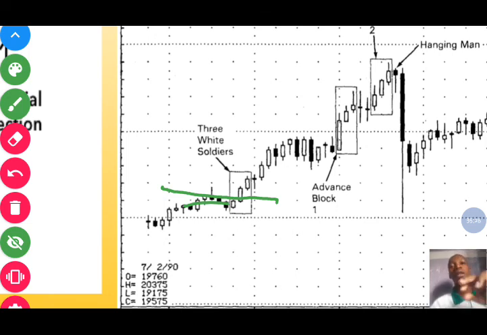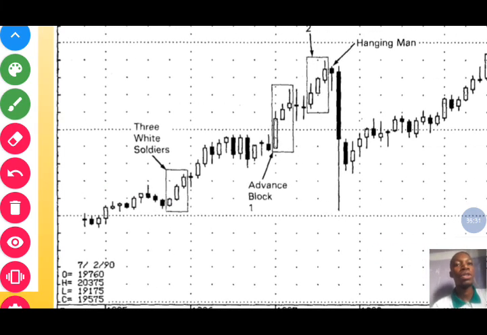What I talked about is that the pattern has to be strong. You see over here that the pattern was strong. There were no wicks, right? There were no wicks, and it was at a support area.